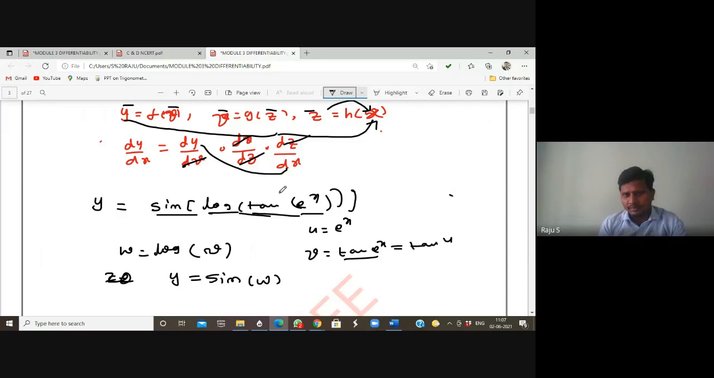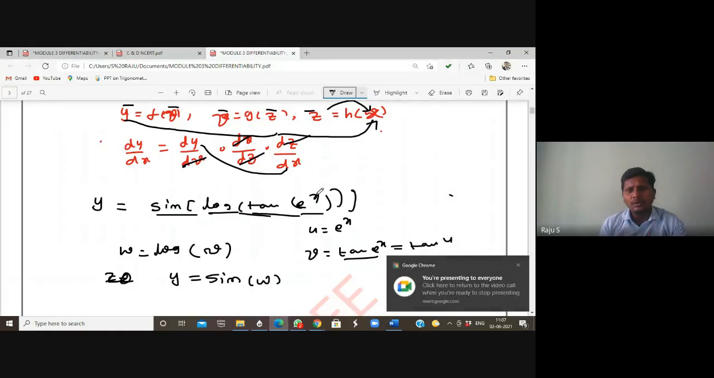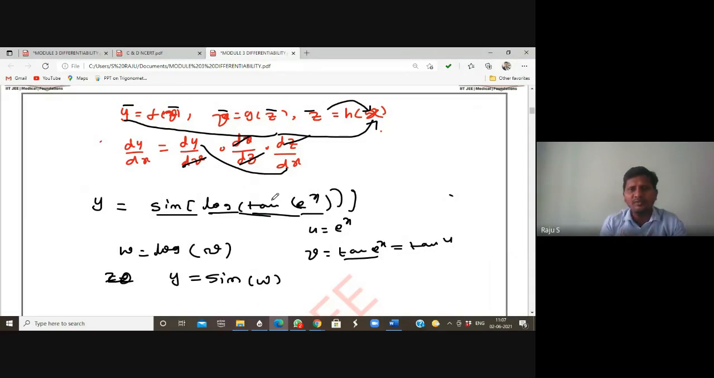See here, like this example, y is equal to sine of log of tan of e power x. Is it recording? Yes. So here it is a single function, a unique function in terms of x alone, only one variable. Y is a function in terms of x variable. I want to find dy by dx.